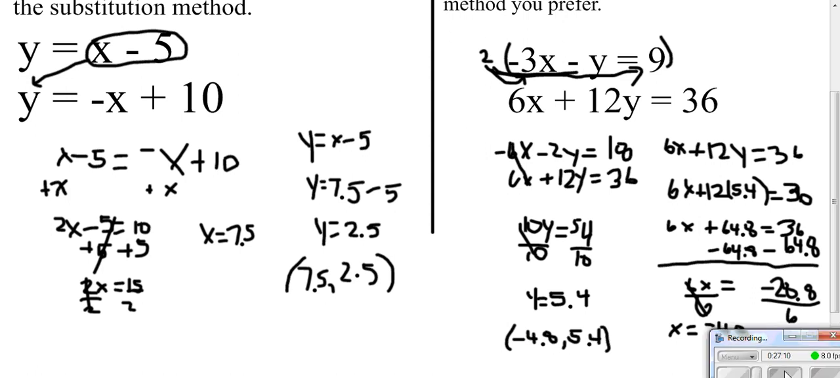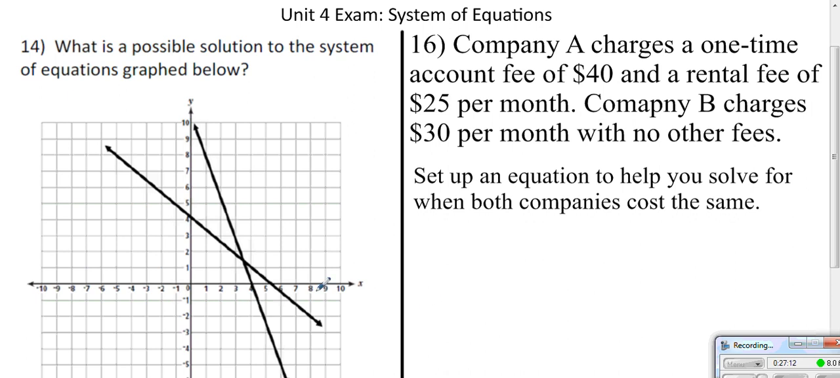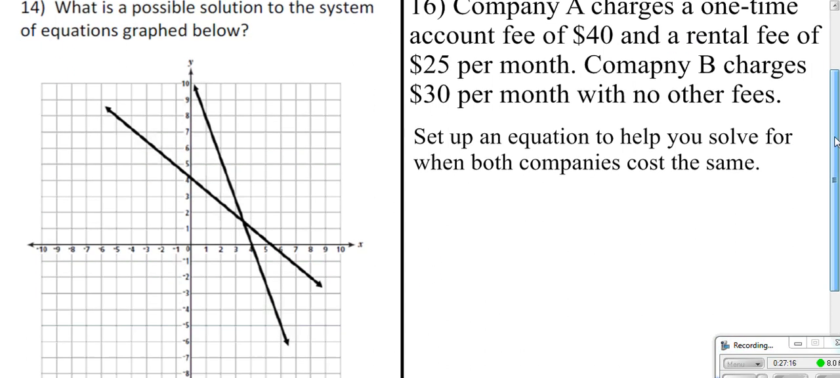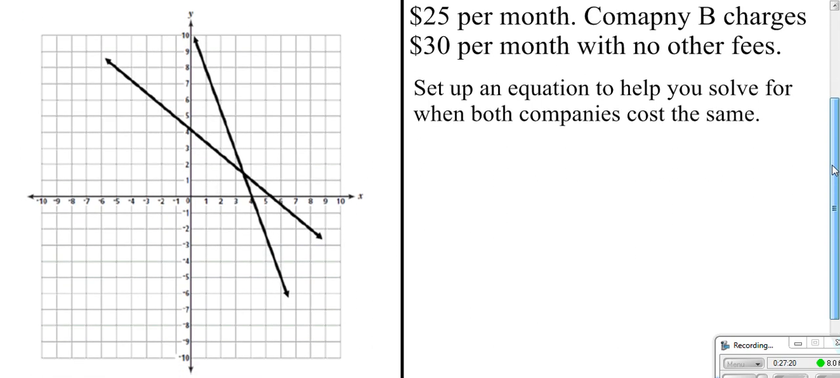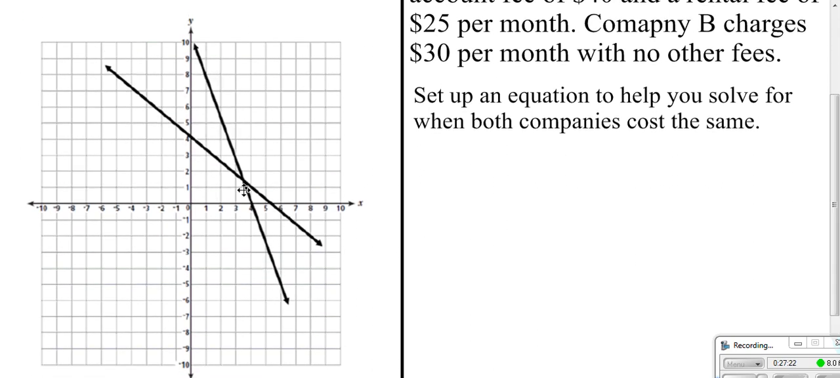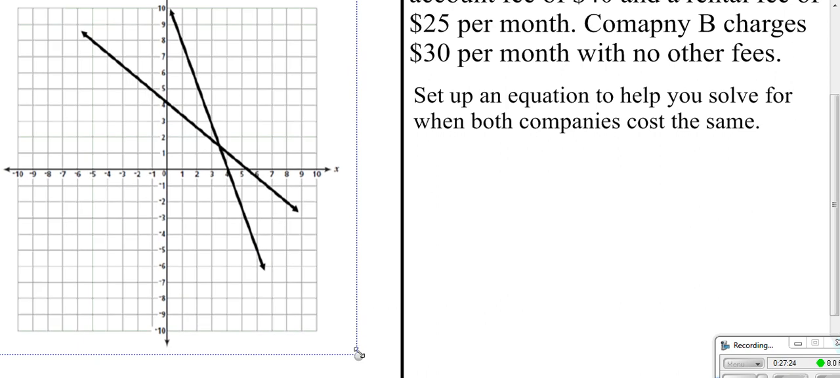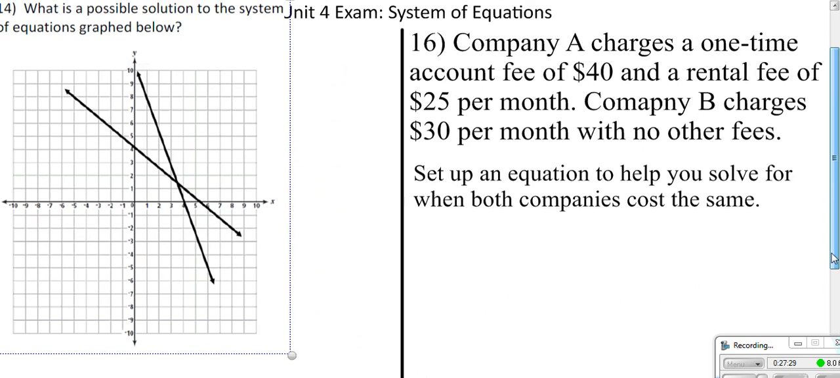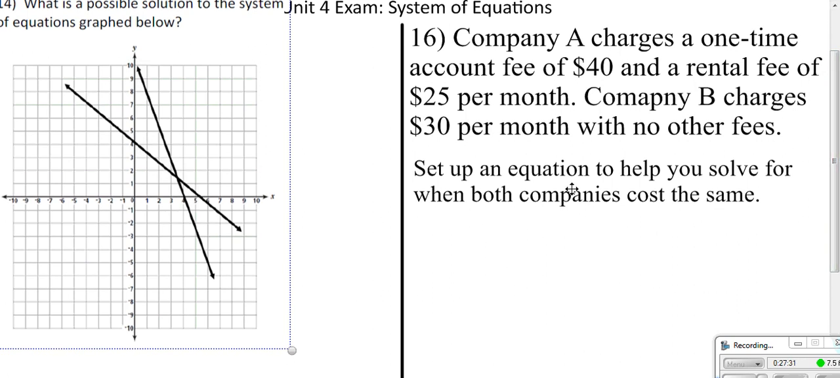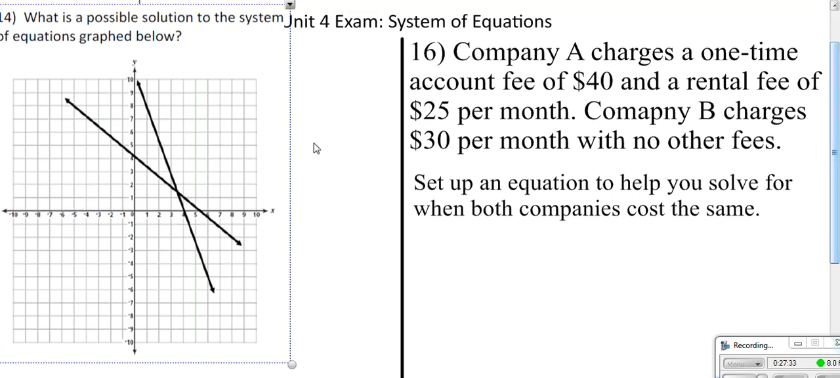That's that. All right, this question is asking you, what is a possible solution to the system of equations? It's number 14, graphed below. And you realize that it's not a whole number solution. And that's really what the question is asking. And remember, this is going to be multiple choice, so you're going to pick the best possible solution for it.